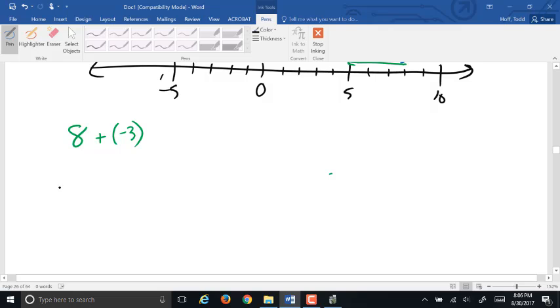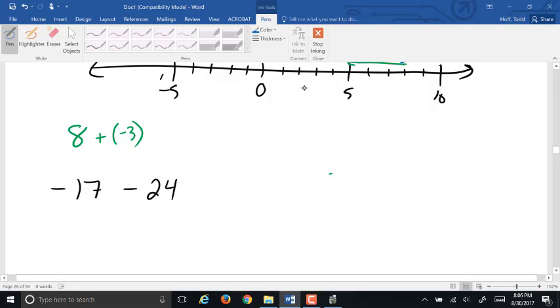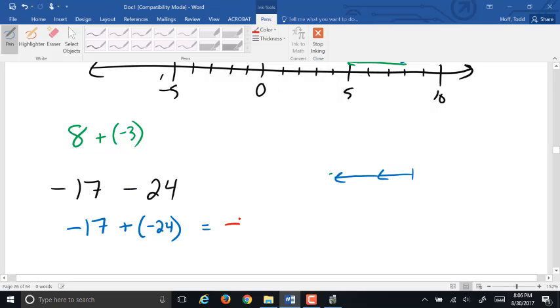But if it's something like negative 17 minus 24, that's a bit more confusing. So I'm going to change it. Does the negative 17 change? No. The minus 24 is going to become plus. The opposite of 24 is negative 24. Now that's telling me negative 17, negative 24. My answer is negative. They both go the same direction. 17 and 24 makes 41.